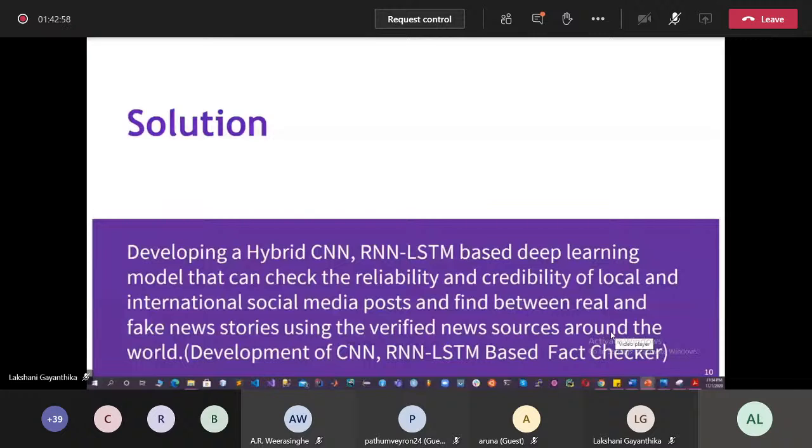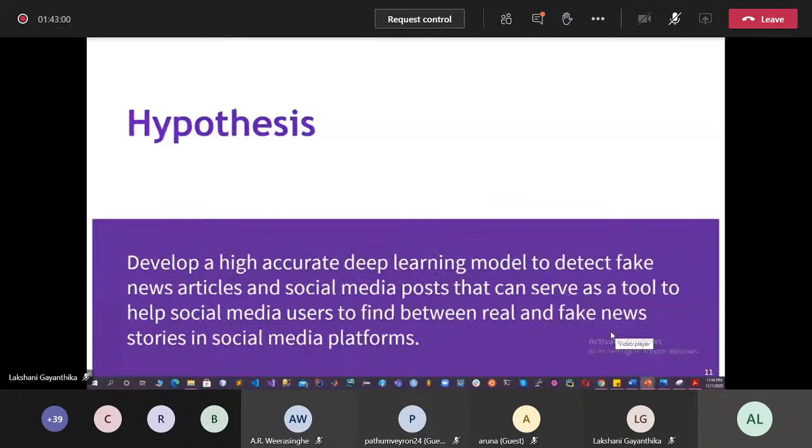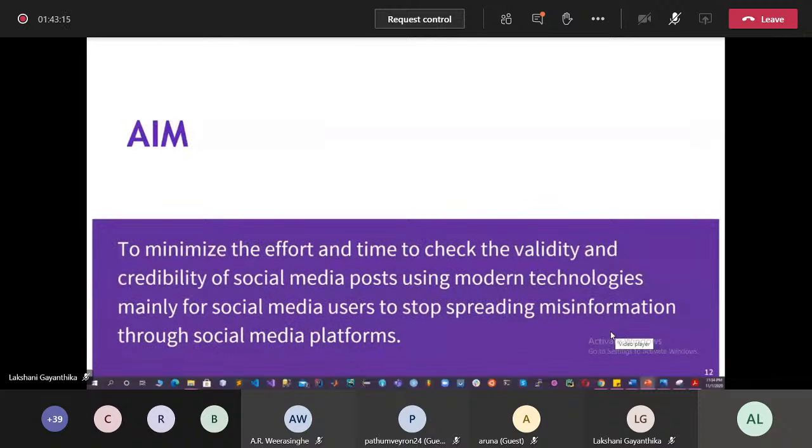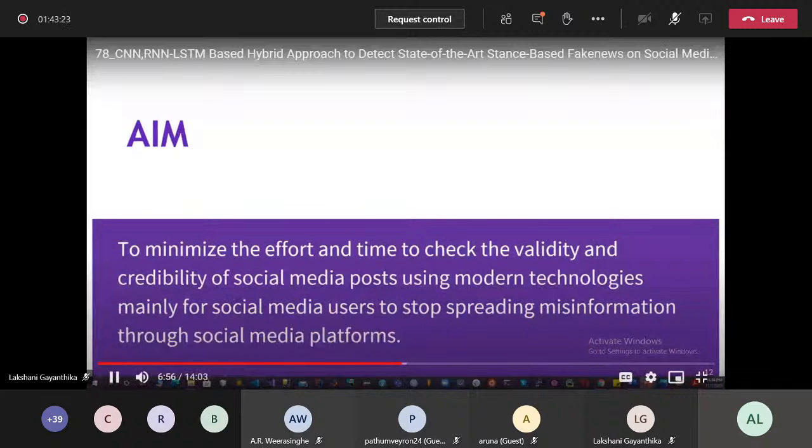As for the hypothesis, develop a highly accurate deep learning model to detect fake news articles and social media posts that can serve as a tool to help social media users distinguish between real and fake news stories on social media platforms. And the aim is to minimize the effort and time to check the validity and credibility of social media posts using modern technology, mainly for social media users to stop spreading misinformation through social media platforms.